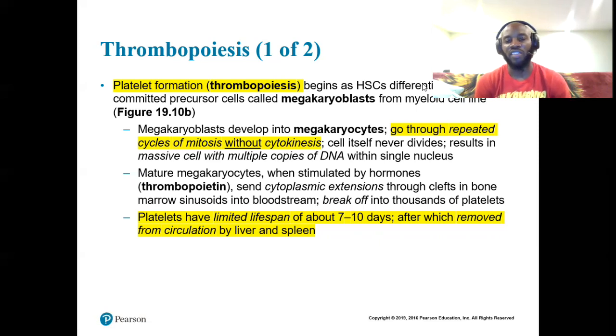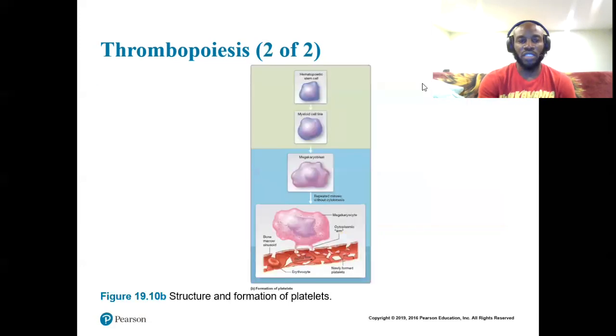Platelets have a limited lifespan, about 7 to 10 days. Notice how short that is. Remember, the red blood cells lasted 100 to 120 days, and we have platelets for 7 to 10 days. After that, they're removed by the liver and the spleen. Remember, the spleen is where red blood cells also go to be removed from our bloodstream. All right, so remember to pick up on those two things.